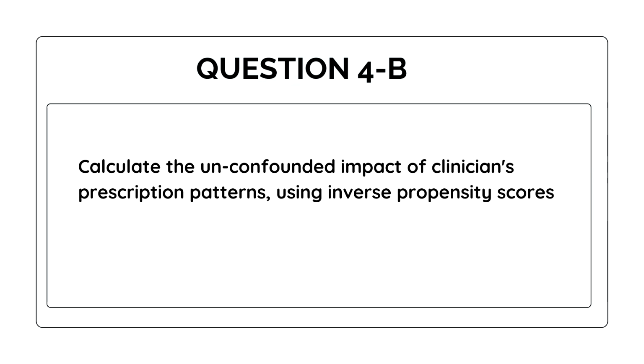Part B of this question asks us to calculate the unconfounded impact of the clinician's prescription patterns by using inverse propensity scores. Here's what it means. We know from part A that clinician does not always follow the AI's advice. Because of that, simply looking at raw remission rates might be misleading, and some groups might be overrepresented or underrepresented. To remove the bias, we use a method called inverse probability weighing. This method reweighs each case based on how likely it is to get Med A in the first place. By doing that, we create a scenario as if Med A has been randomly assigned to everyone.